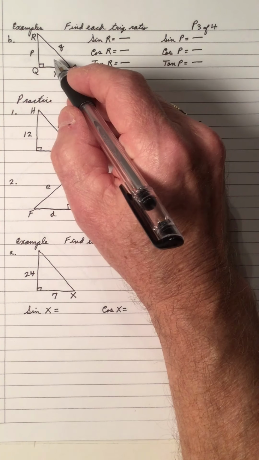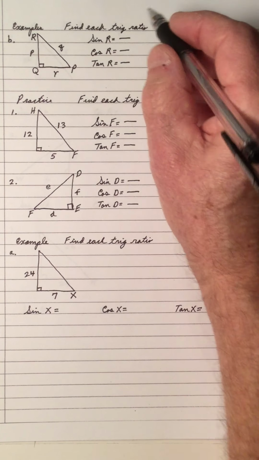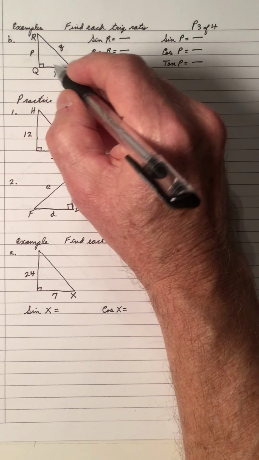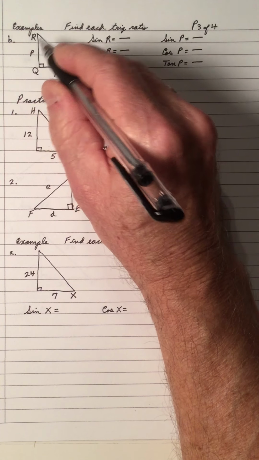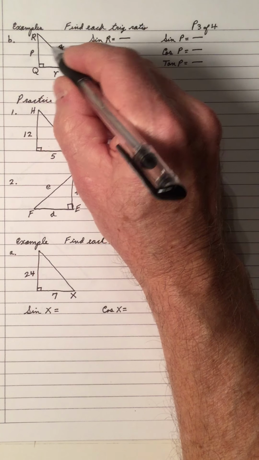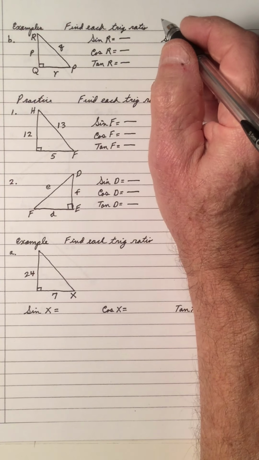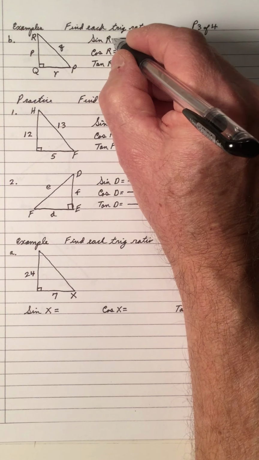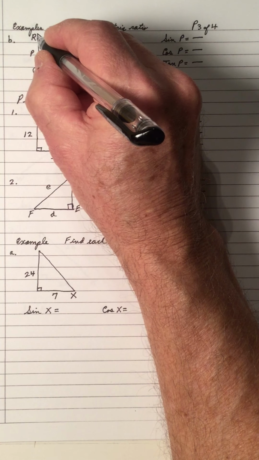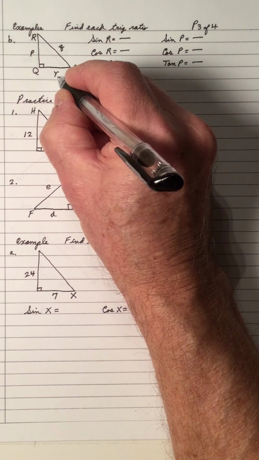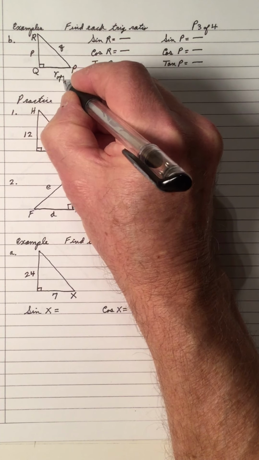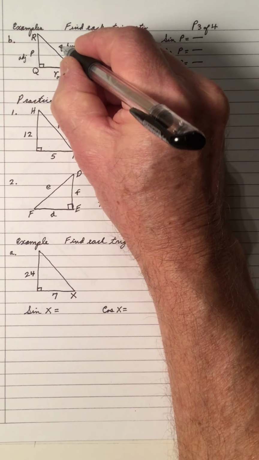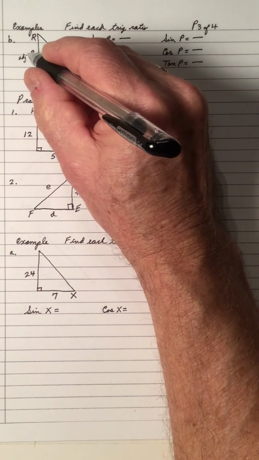But this time I have some letters. So, find each trig ratio, and we have a triangle. Notice, angle R, we have a small r, angle P, we have a small p, angle Q, we have a small q. The letters are opposite the angles. They don't have to be all the time, but that's what I'm doing here. And I want to deal with angle R first. There's angle R. So in terms of angle R, this is opposite, that's adjacent, and hypotenuse. So the hypotenuse is q.